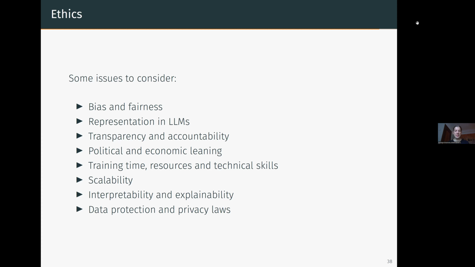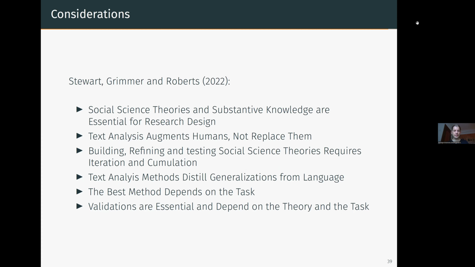And then there's also data protection and privacy laws. That's another issue. Because the data that you mostly put in these models sometimes goes uploaded to a server, and you might have all kinds of privacy issues that are important there.